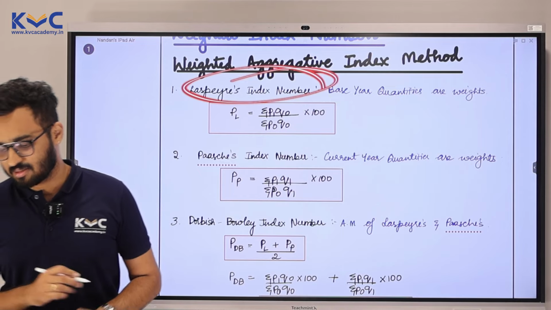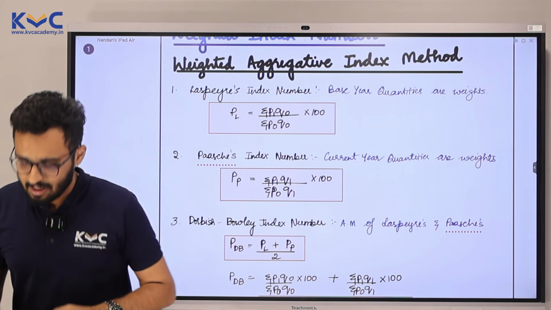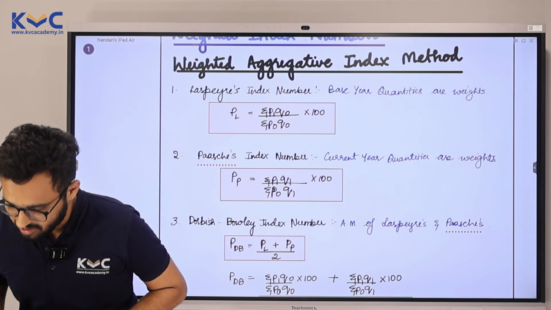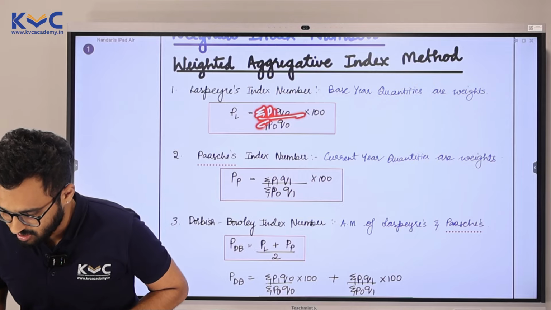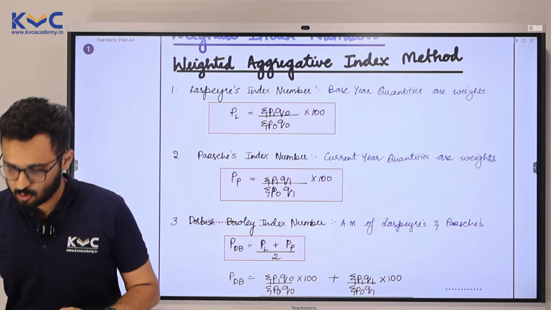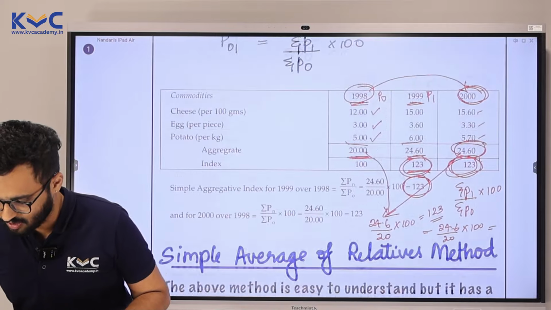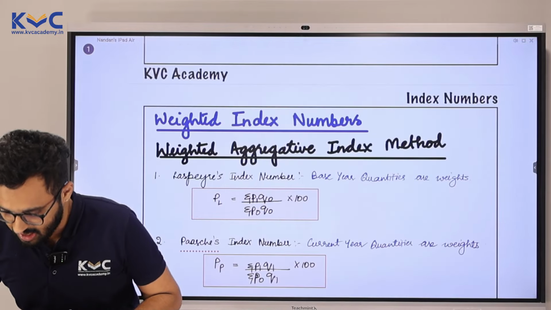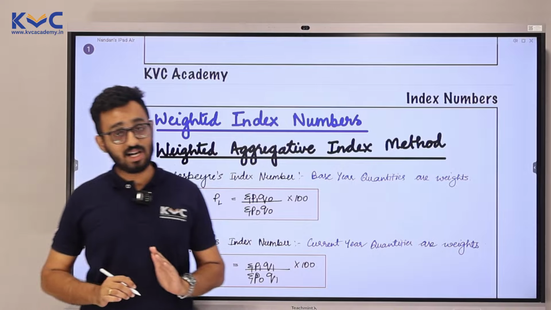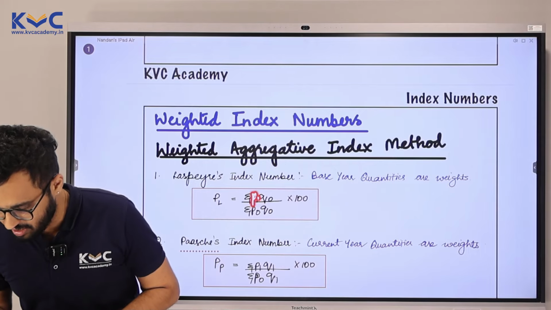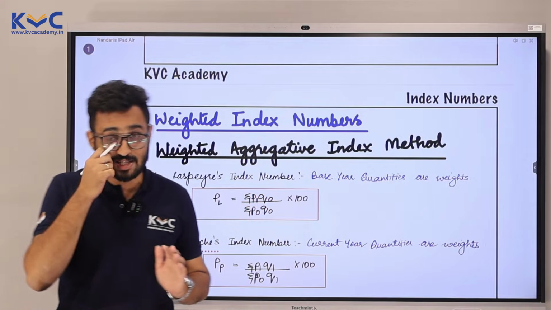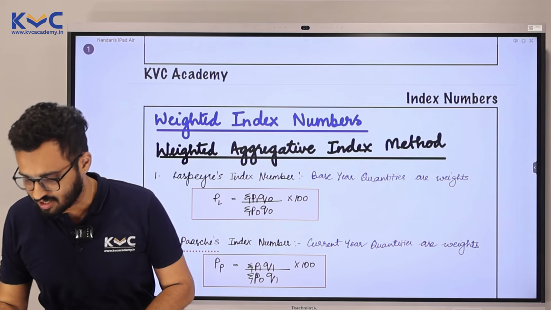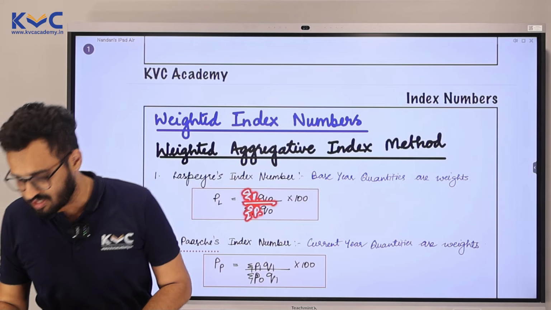So Laspeyre's index numbers. Here, guys, please pay attention. See, we are finding price index number. So the comparison is always price only. So summation P1 divided by summation P0. Where is that coming from? Summation P1, summation P0. It is coming from simple aggregative, correct? This is weighted aggregative, so it is an aggregative itself. So summation P1 divided by summation P0, that is always the same. We are comparing the current year with the base year. So summation P1 divided by summation P0.